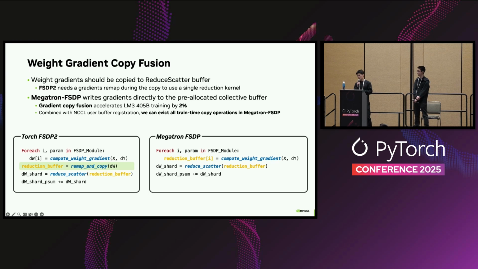But in Megatron-FSDP, we don't need the permutation, right? But our baseline implementation still did the copy. So we removed the copy by providing the pointer to the reduction buffer directly to the computation, so the computation result can be directly written onto the reduction buffers. So the overhead is gone, and that was actually a 2% extra benefit here. So in Megatron-FSDP, we don't do any extra buffer management in training.